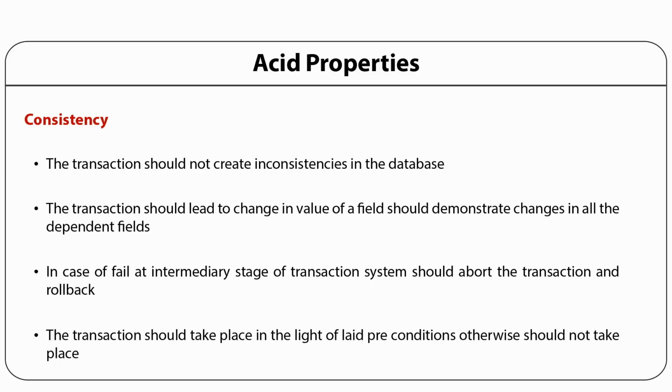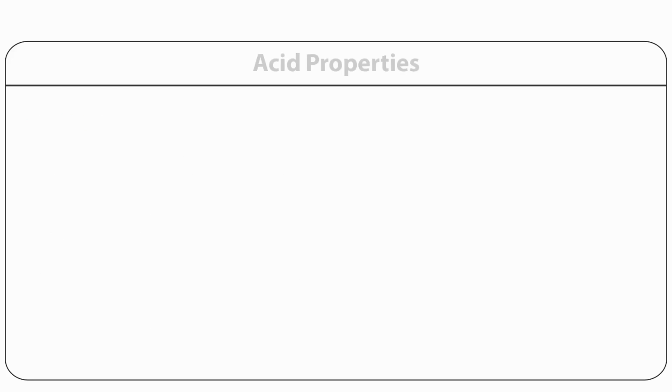Pre-laid conditions are very important. Say, for example, if you are doing a transaction and for that you have posed some kind of predetermined conditions, only if that particular condition is fulfilled should the transaction take place. So when the system is performing the transaction, it should first look for the satisfaction of the predetermined condition, otherwise it should abort the transaction.